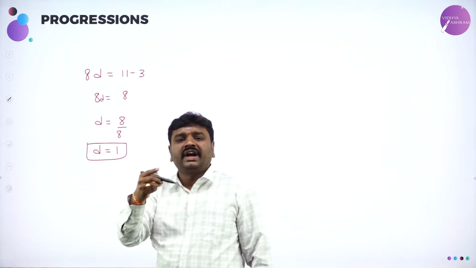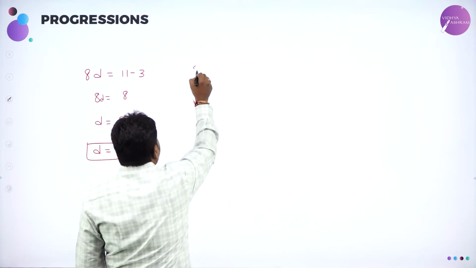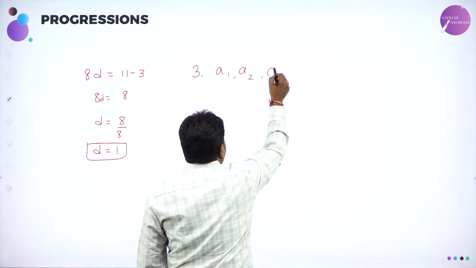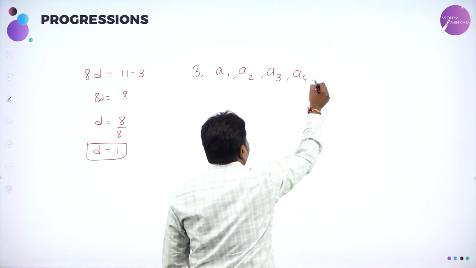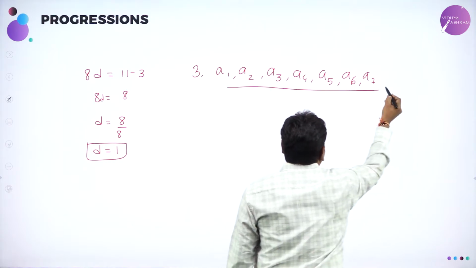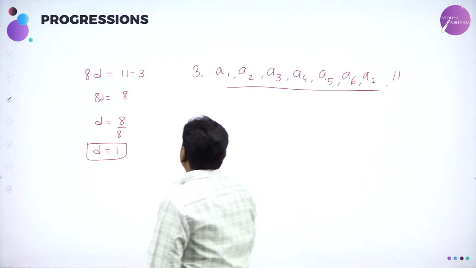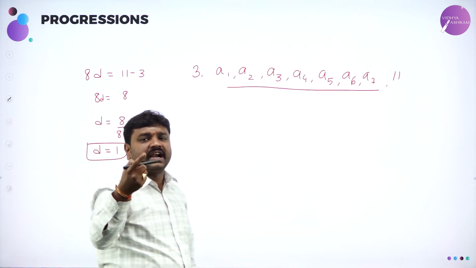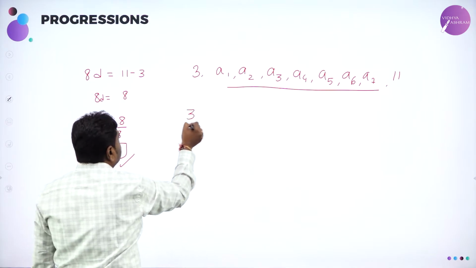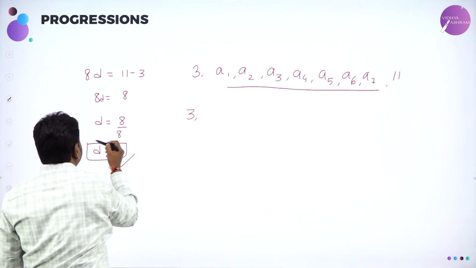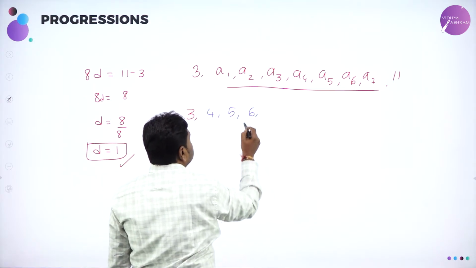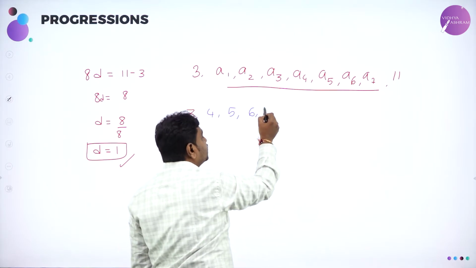For each term, you go on adding the common difference, you will get the next term. So the first term is 3, they have given. And we introduce 7 terms: A1, A2, A3, A4, A5, A6 and A7. So A1 to A7, these are the arithmetic means and 11 is the last term. So now for each term, you go on adding the common difference. What is the common difference? 1. So first 3 is given. For 3, you add the common difference. For 3, if I add 1, it will become 4. For 4, if I add 1, 5. 5, if you add 1, 6. For each term, you add the common difference to get the next term.